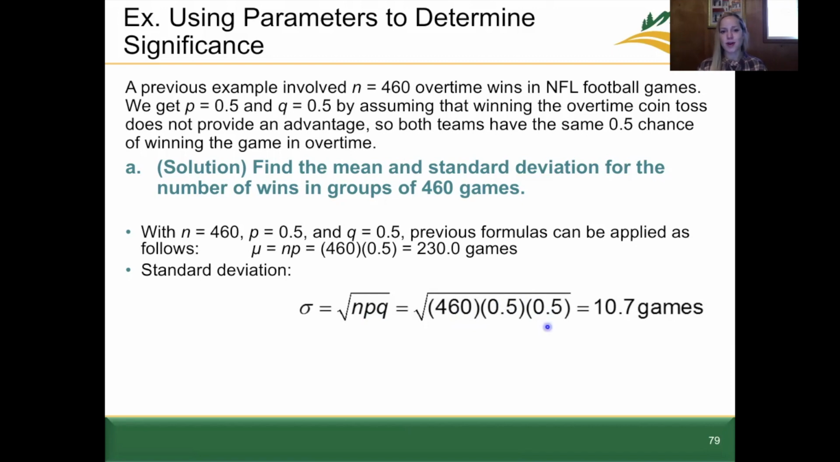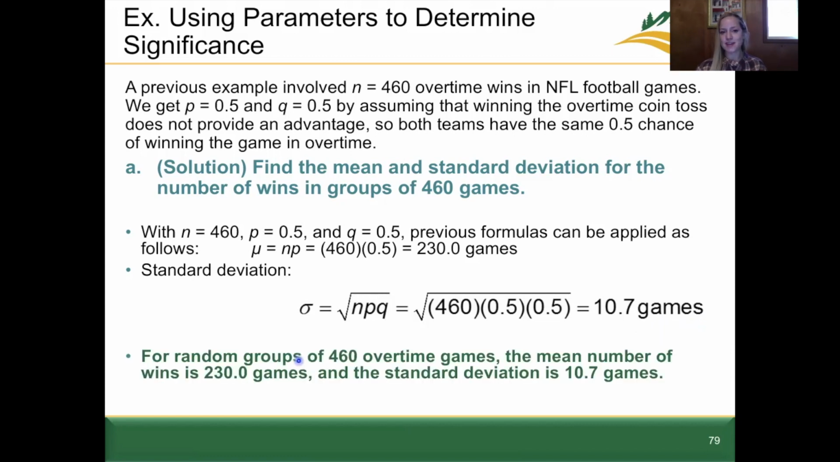In other words, the probability of success, the first possible category, is equal to the probability of failure, the second possible category. The standard deviation then is equal to the square root of all of these multiplied together, so that's equal to 10.7 games. Remember that we do include the unit here for standard deviation as well. What would the unit be for variance? Well, it'd be games squared.